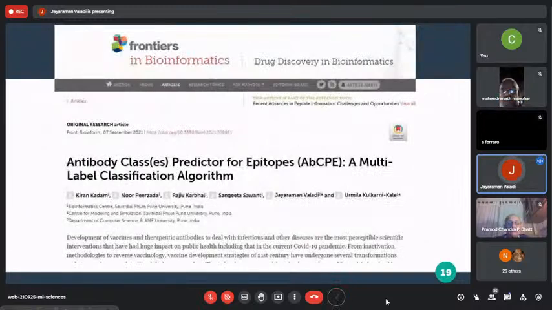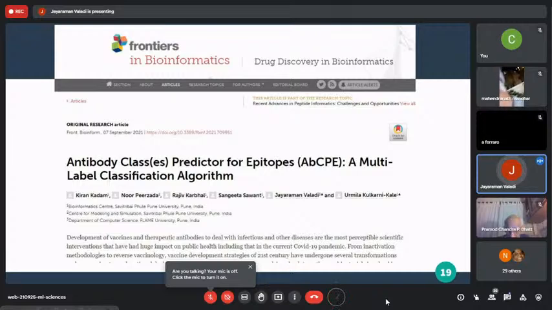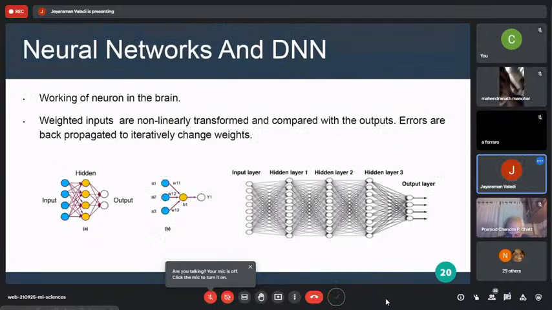Recently, in this month, we have employed subautomata-based methodologies to predict the epitopes which can bind to different antibody classes. So again, it's a multi-label classification algorithm. I will not explain more than this because we have got more methodologies to explain. The next one we are going to explain is the conventional neural networks and the deep neural networks.